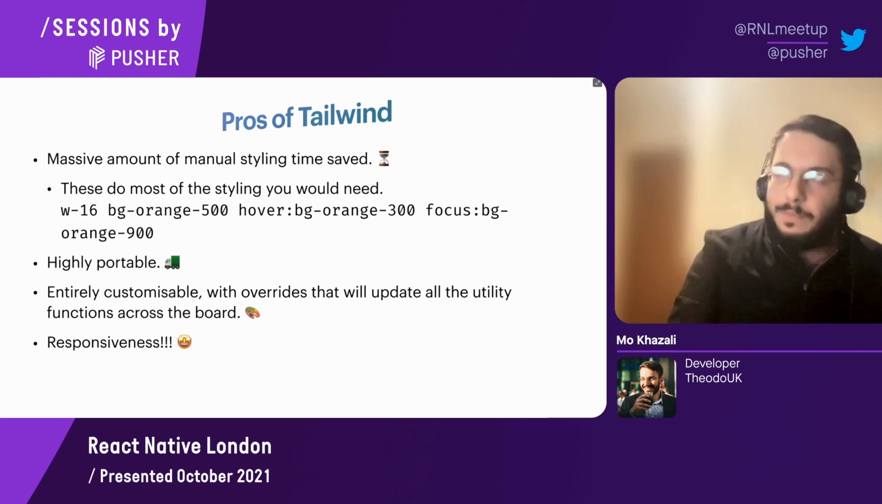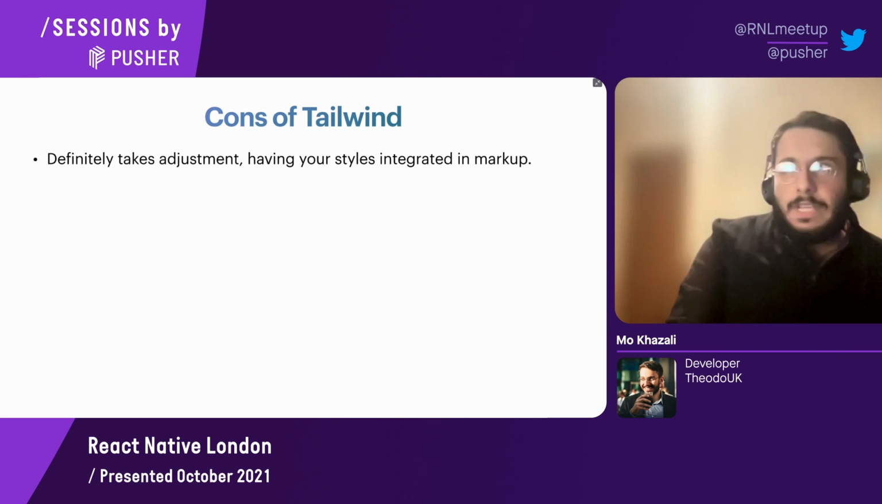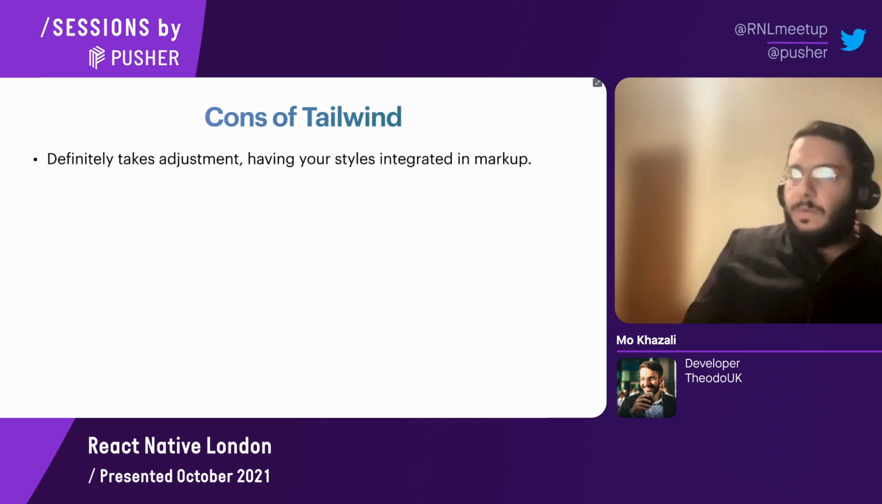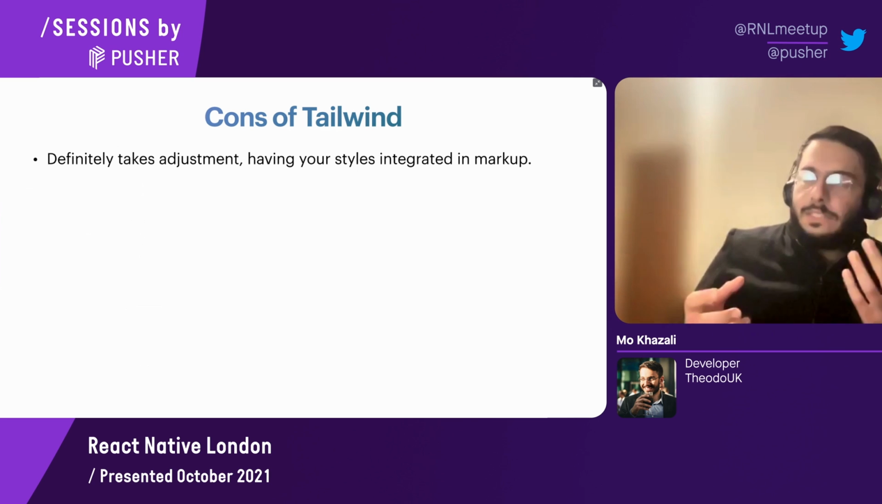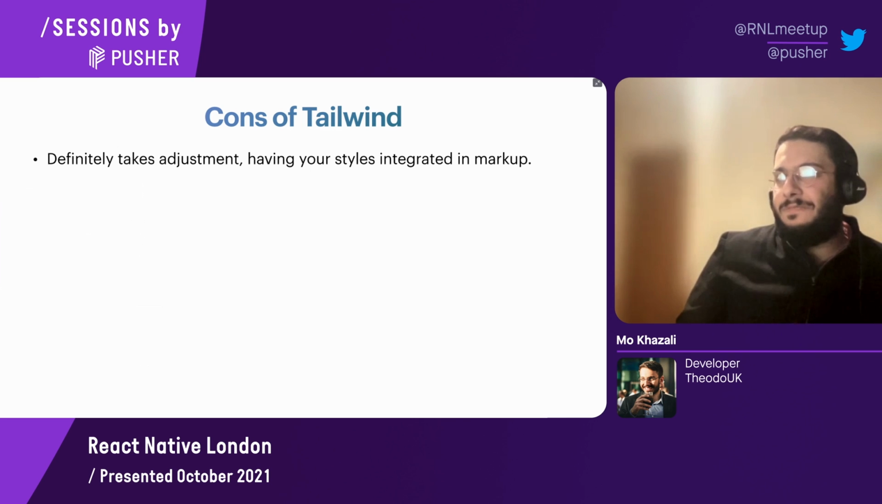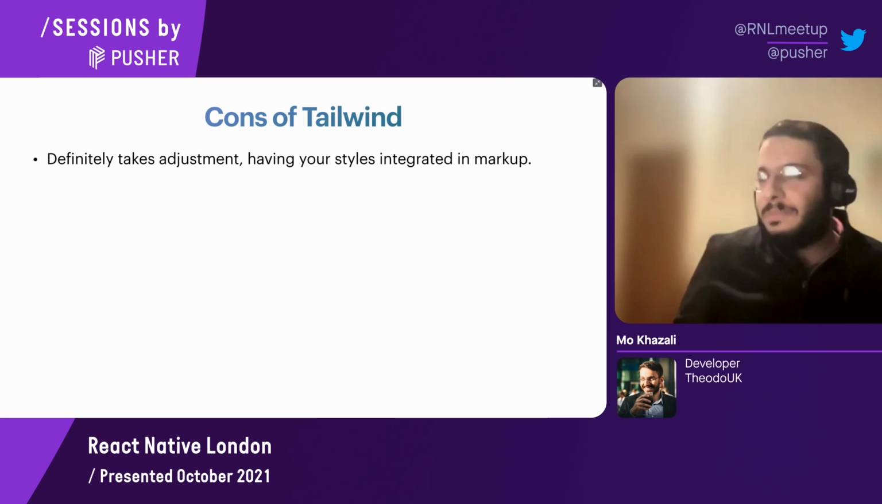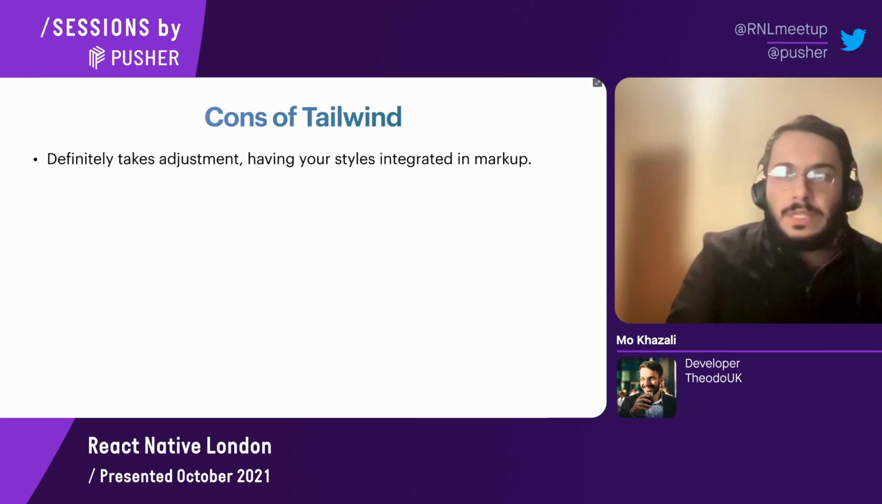Now let's touch on some of the places where it lags behind a little bit. This definitely takes an adjustment. So you've seen having your styles integrated within your markup. It's kind of a double-edged sword. And what that means is oftentimes you'll have very, very verbose component and class names. And so that is definitely an adjustment. Some people really don't like it. Some people get used to it. So it's something to definitely consider.